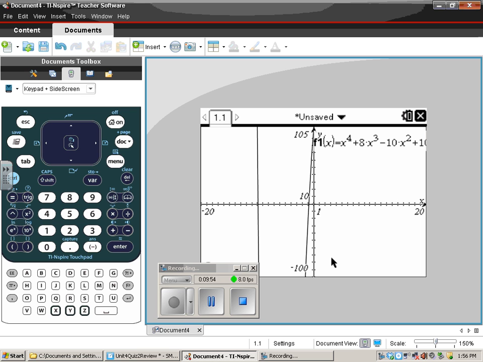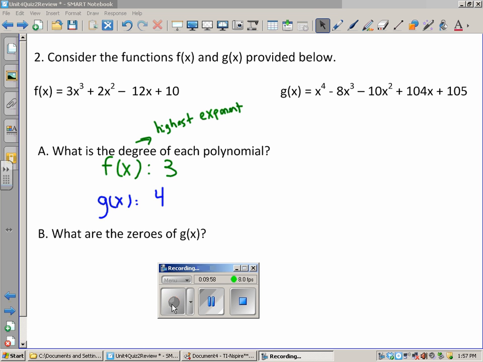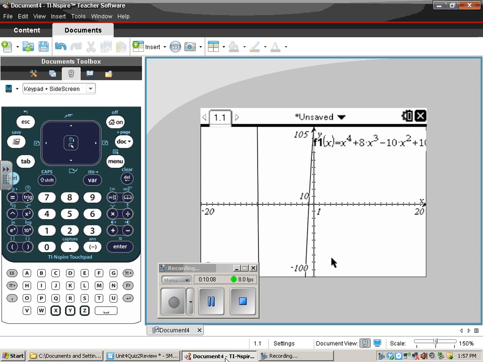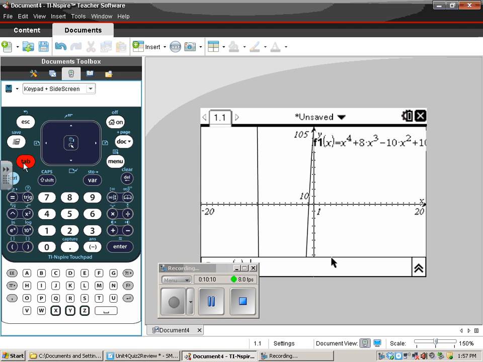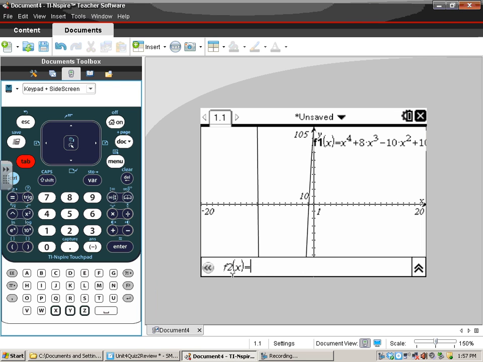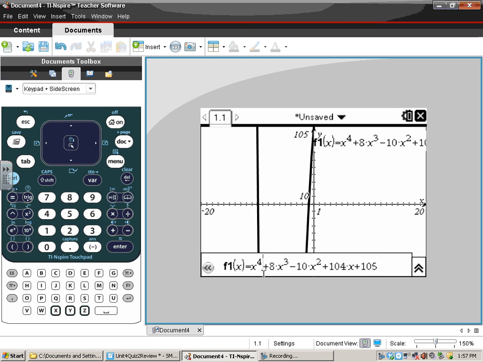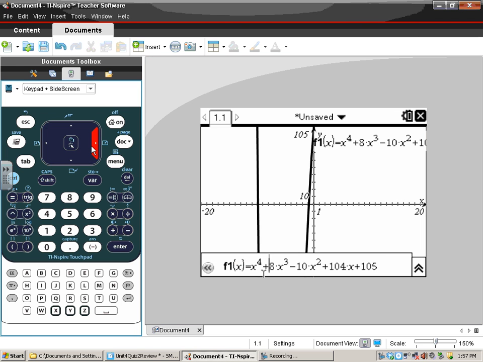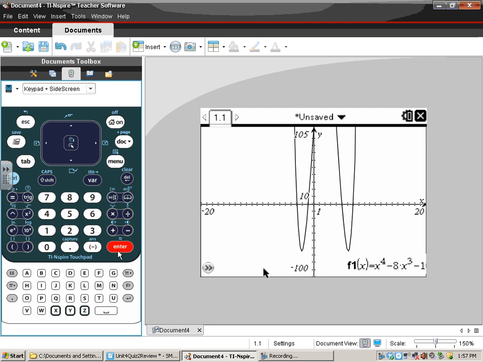Hmm. Okay, apologies there. So I had to go back and get my notes. I realized I originally typed this wrong. It should be minus 8x to the third. So now I can go back into my calculator, press tab so I can edit my equation, arrow up to get back to it, and then I change that from a plus to a minus. And there's the graph I was looking for from the beginning.